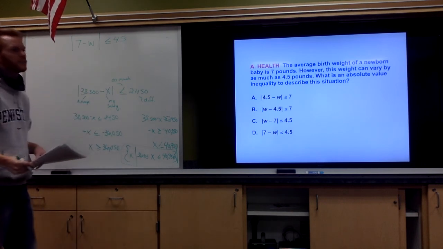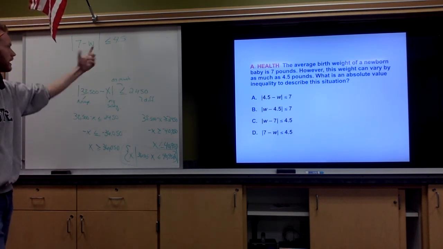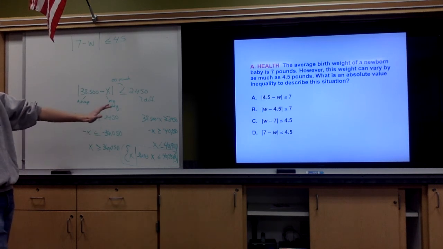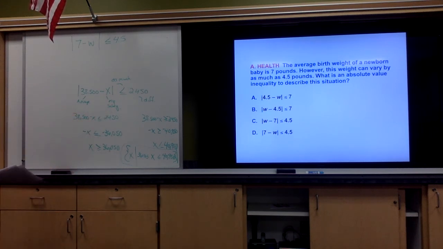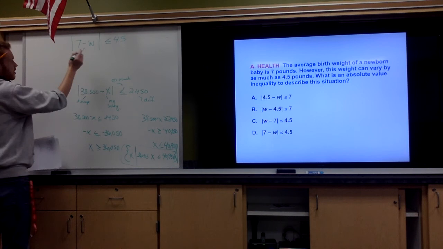If they said could vary as little as 4.5, then I would switch the inequality sign. That's the least value that it could be. Okay? So it looks like my proper answer is going to be what? D for that guy? Okay? Now, could we solve this? Yeah, let's solve it. Why not? It's already here.